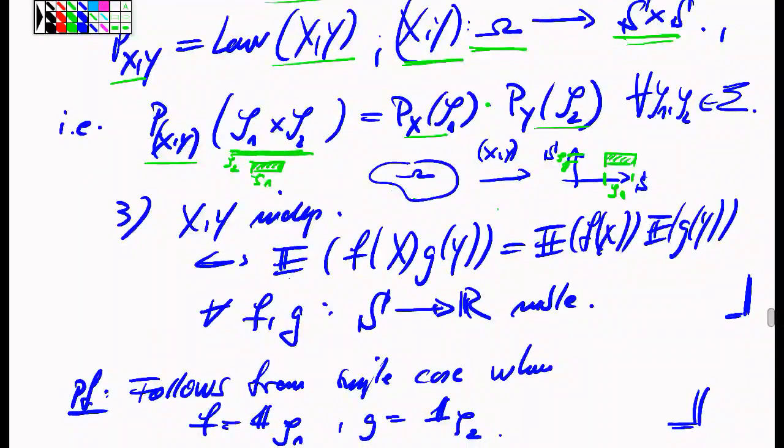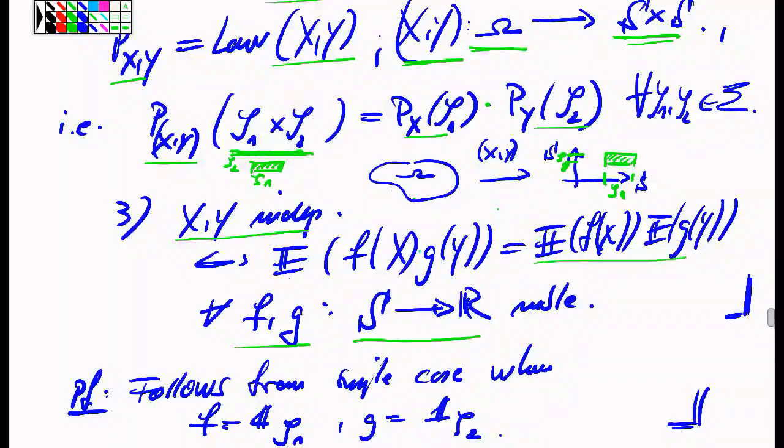The third reformulation, or the third statement of this proposition, is a reformulation of independence in terms of expected values. So we can say that x and y are independent if and only if the expectation of all transformations of random variables by measurable real-valued functions, by pairs of measurable real-valued functions, when all these expectations of these products are the same as the products of the expectations.